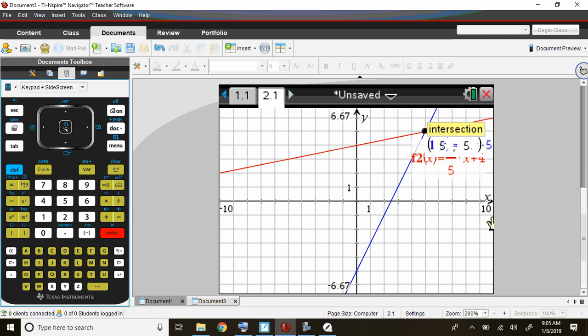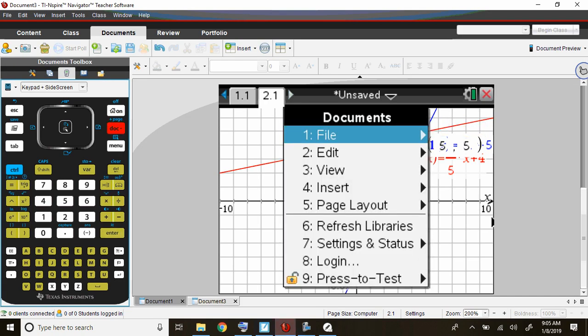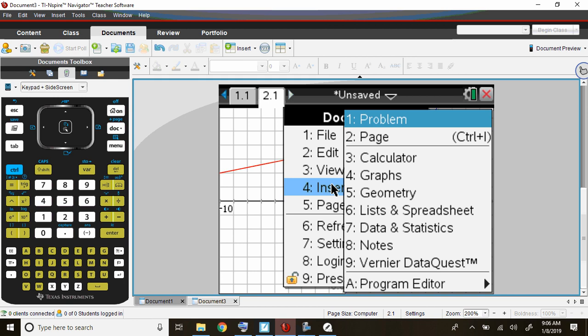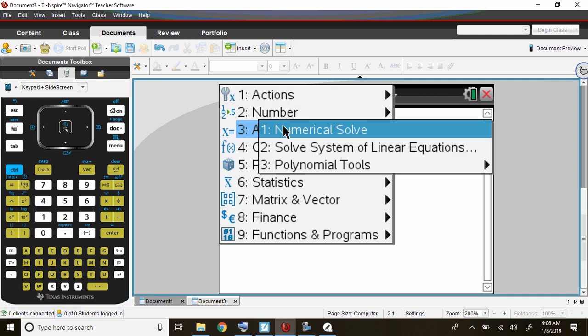If you don't like that process, there is something else that you could do, and it's called LinSolve. Now, I've got to be honest with you, I would not type the command LinSolve. That's too much work. But what I would do is go to Doc, insert a calculator page. From the calculator page, unlike last time when we used matrices, we're not going to use a matrix on this, but we are going to use LinSolve. We're going to go Menu, algebra, solve system of linear equations.